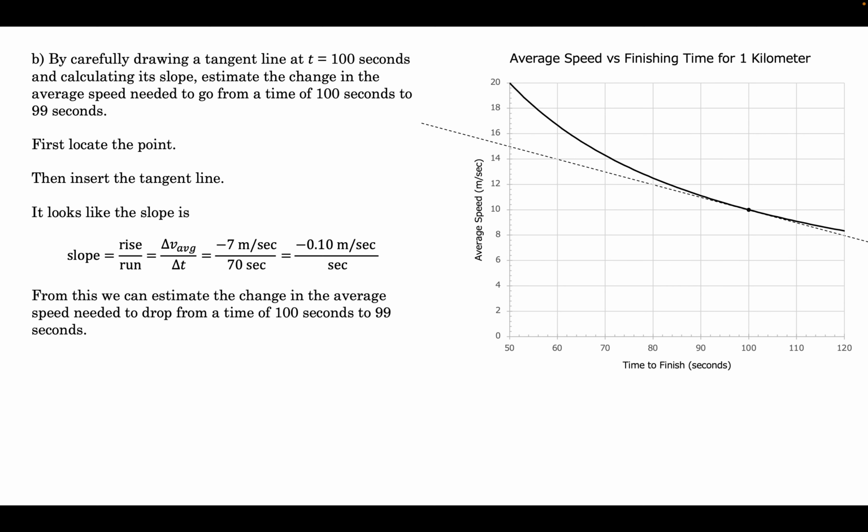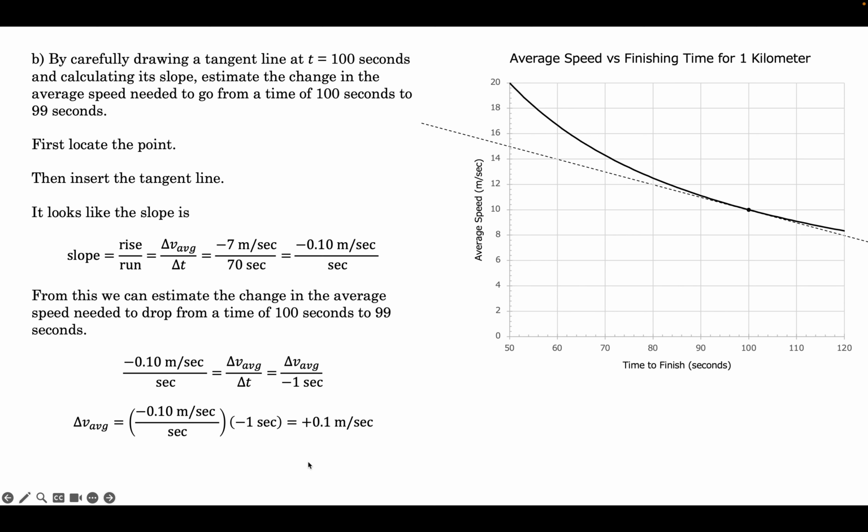Now we can use this equation to get the time needed to drop a second, because we know what delta t is. Delta t is minus 1 second. And here's the slope. Now we can estimate delta V average from this. We know it's not going to be exact because we're wandering away from this point and we're only using the tangent line. But from 100 to 99, the tangent line follows pretty closely. So we can solve this equation for delta V average, and we get plus 1/10 of a meter per second. And it should be positive.